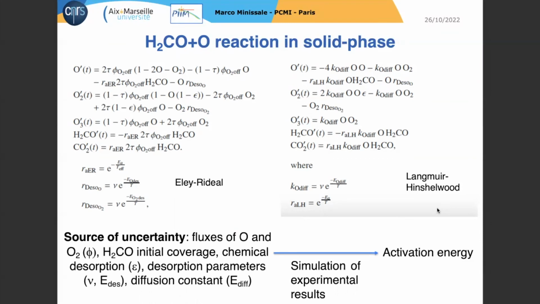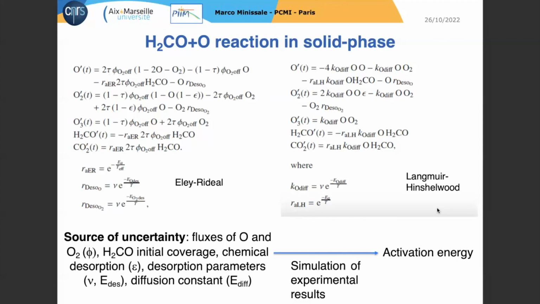As you can see, we have a certain amount of sources of uncertainty. We have parametric and experimental uncertainty about the flux of oxygen and O2 and the initial coverage of H2CO, but then we have other parameters, physical-chemical parameters, that describe our experiment. If we know all these parameters, we can run the simulation and get the activation energy.